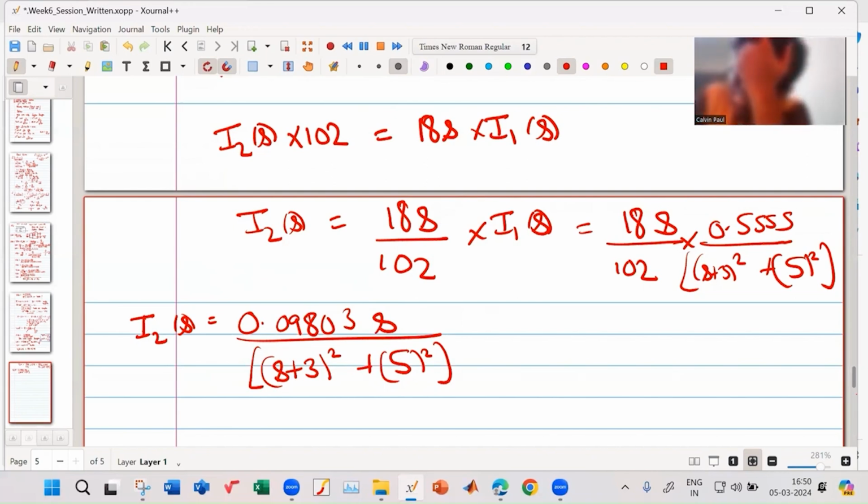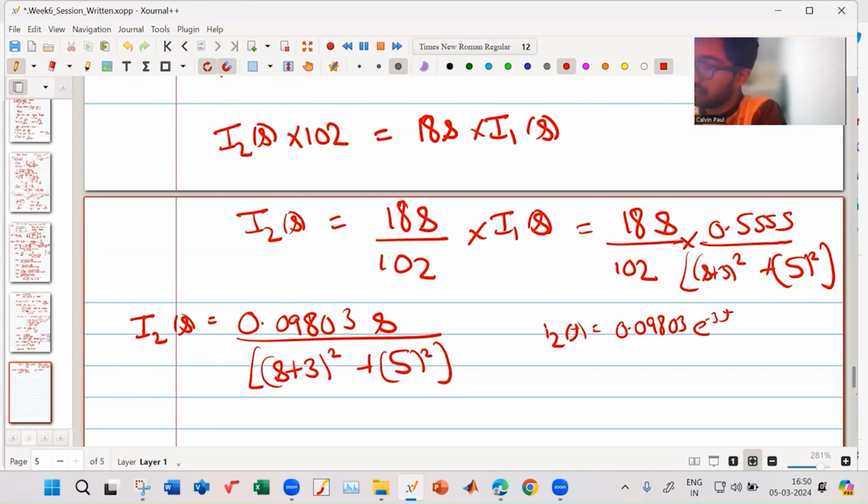0.09 into e to the power minus 3t into sine 5t. Why sine 5t? This is S, no? S is here, no?